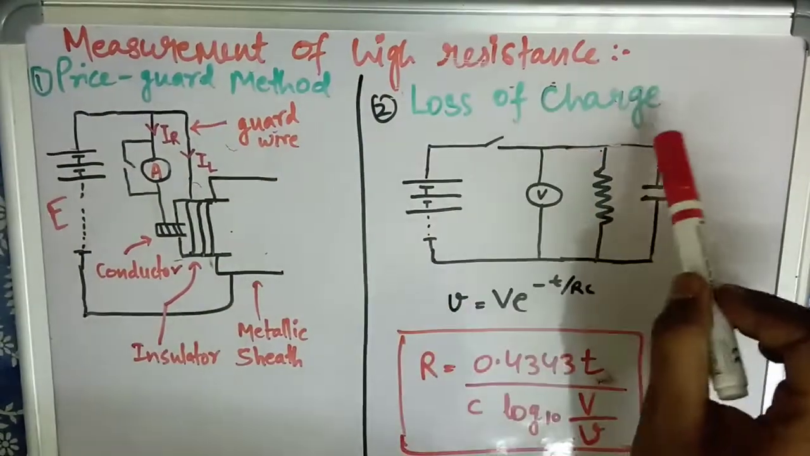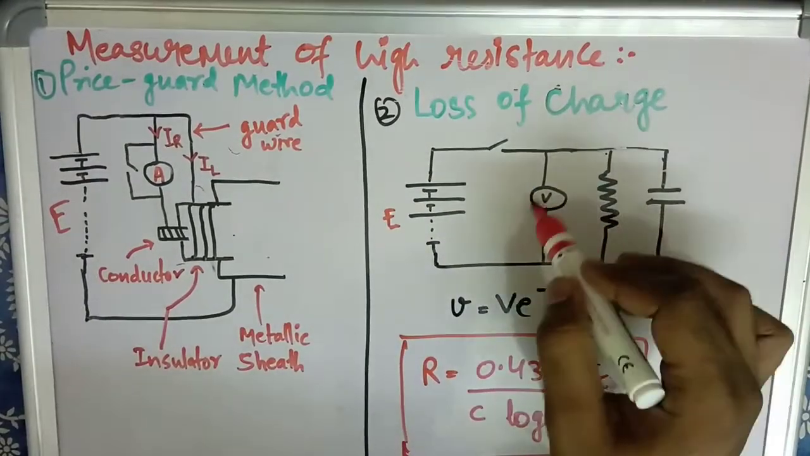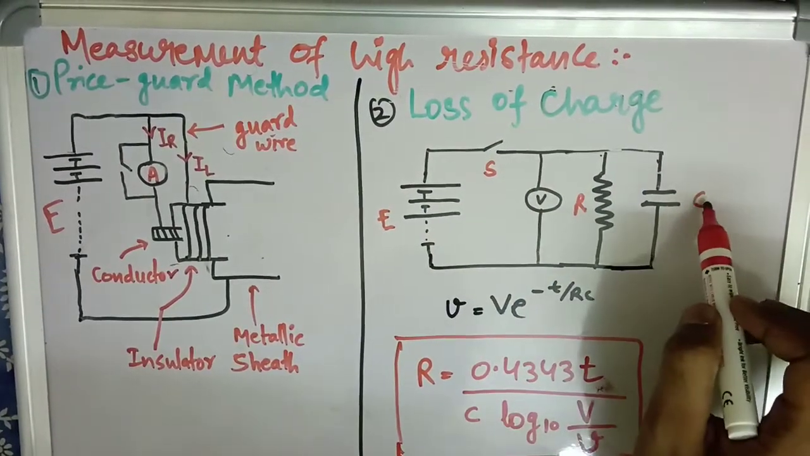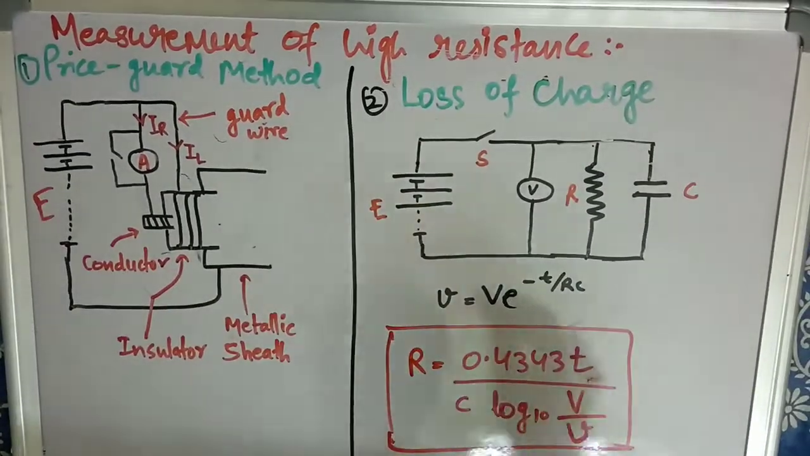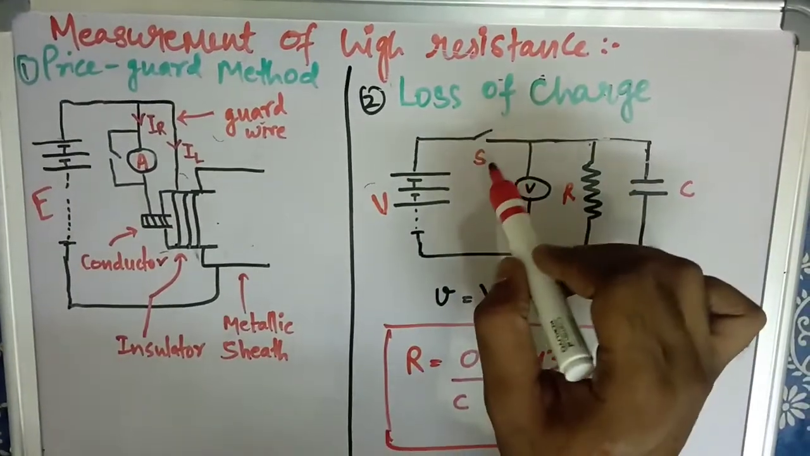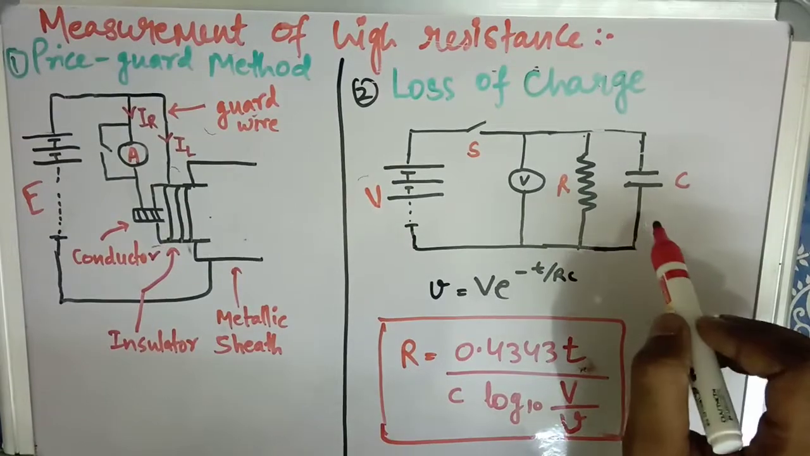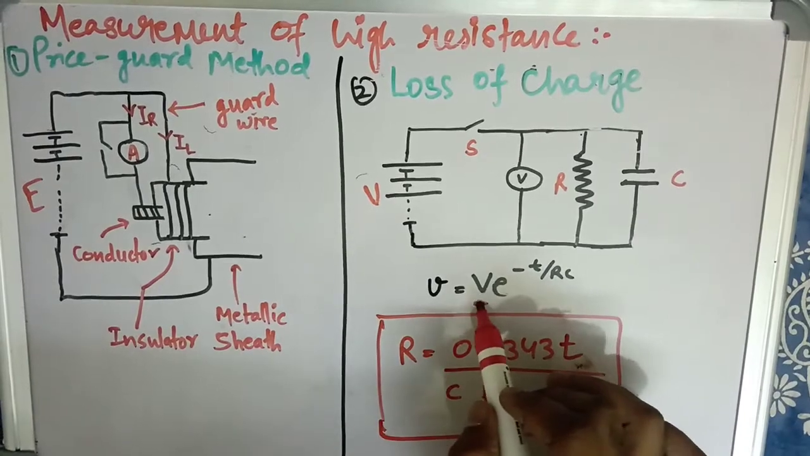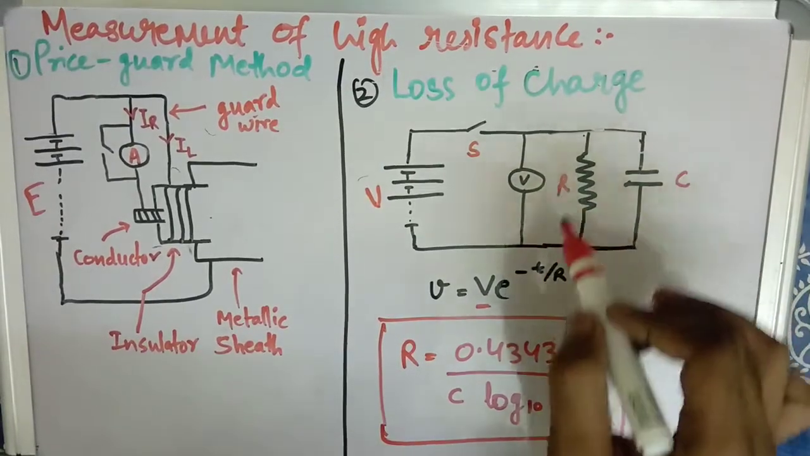The second method is the loss of charge method. In this method, we apply voltage E, a voltmeter, a switch S, our resistance which is to be measured, and a capacitor C, a high value capacitor C. Let us take this as V voltage. Initially the switch is closed and the capacitor is charged to the voltage V, so our initial voltage for the capacitor is V. Now the switch is opened and the capacitor is allowed to discharge through the resistance R.